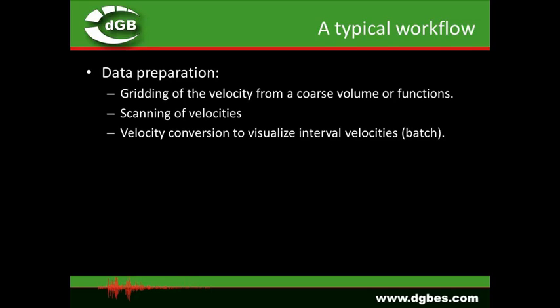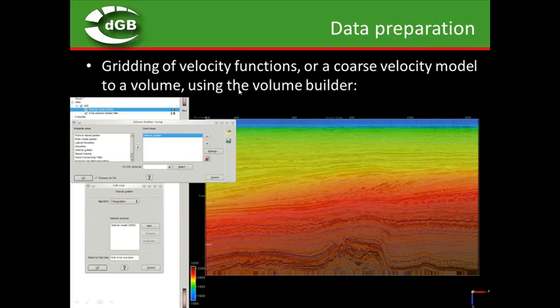This is an example of, for instance, velocity functions that were imported from an ASCII file and graded into a full resolution velocity volume. The velocities are color-coded and displayed with partial transparency on top of the seismic data. In order to do this, we use the volume builder tool that was presented at the previous webinar in November.